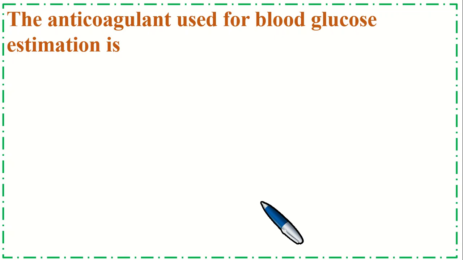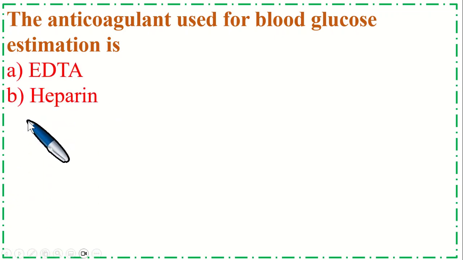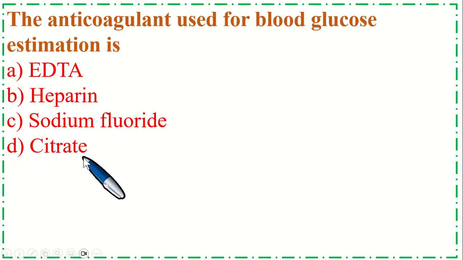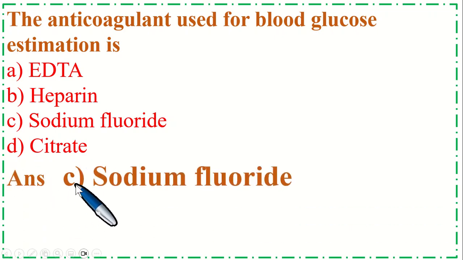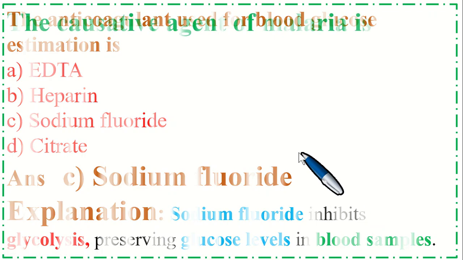So this is very important MCQs. The anticoagulant used for blood glucose estimation is option A, EDTA, B, heparin, C, sodium fluoride, and option D, citrate. So the correct option is C, sodium fluoride. Explanation is sodium fluoride inhibits glycolysis, preserving glucose level in blood samples.